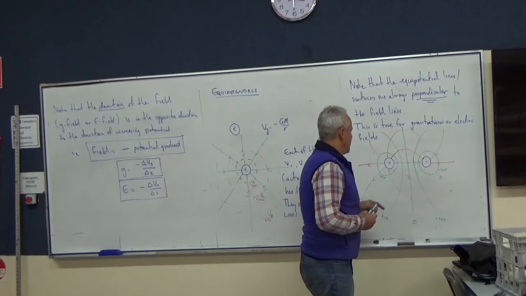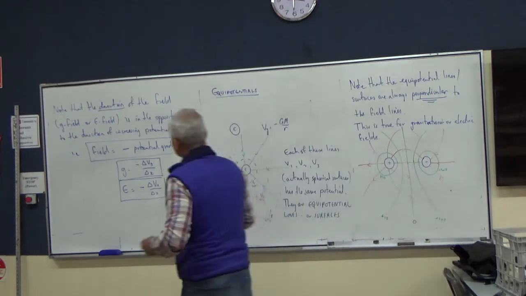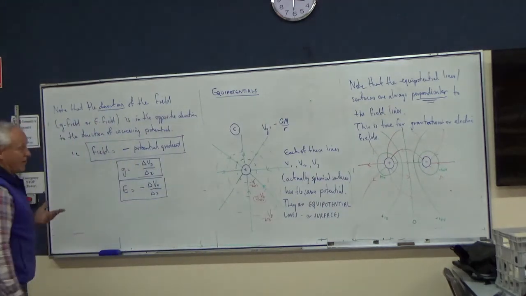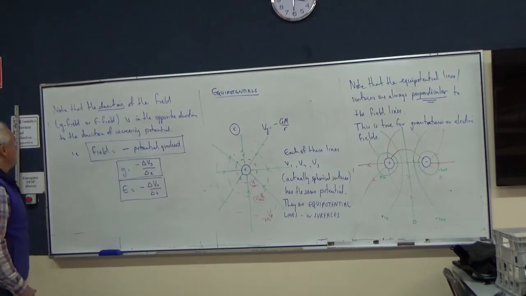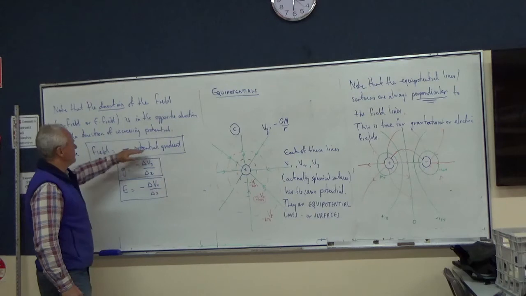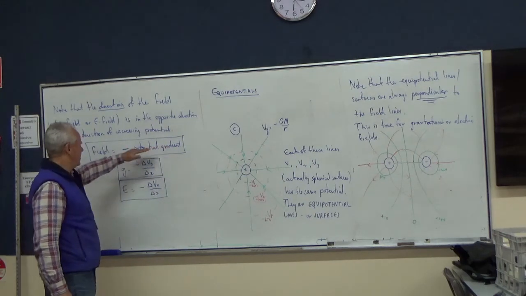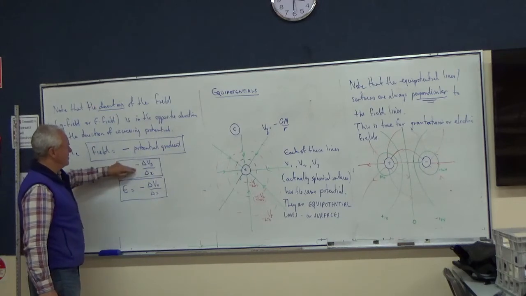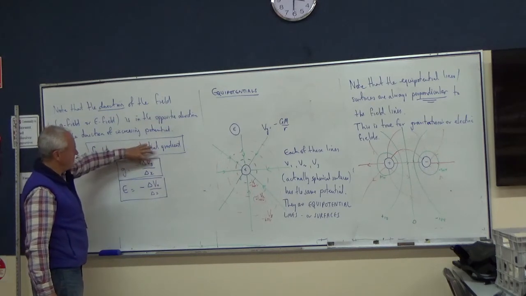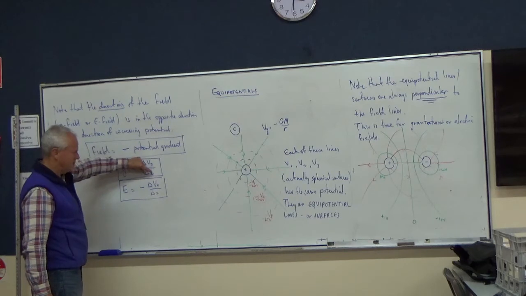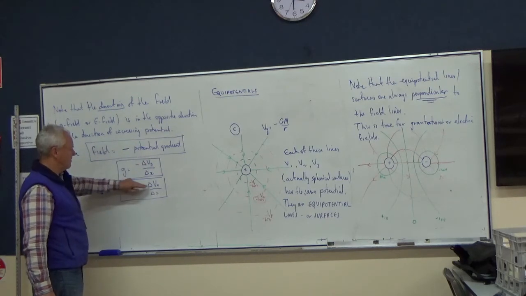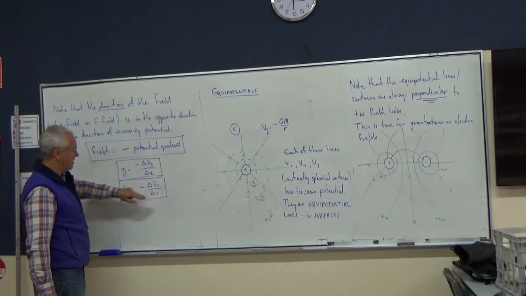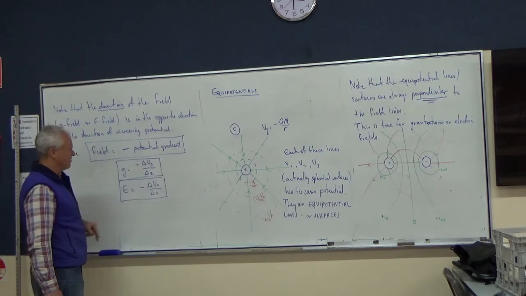So that's what we've got here. I've said here that the direction of the field, the gravitational field or the electric field, is in the opposite direction to the direction of increasing potential. So the field is the negative potential gradient. And that's an expression that's used quite a bit. So the gravitational field is negative the change in gravitational potential over the distance. Electric field is negative the change in electric potential over distance, and this one becomes significant shortly.